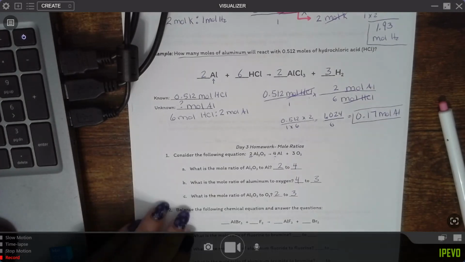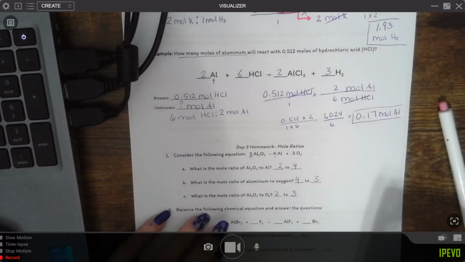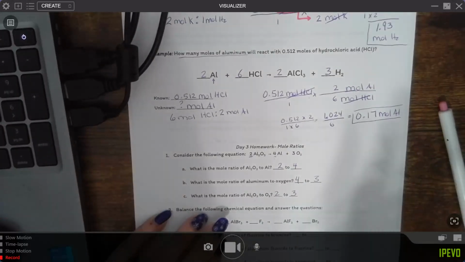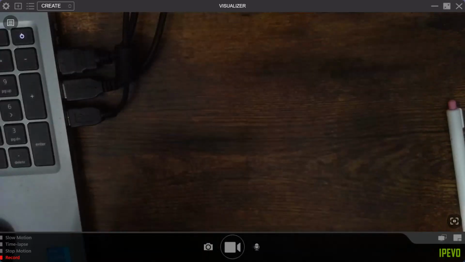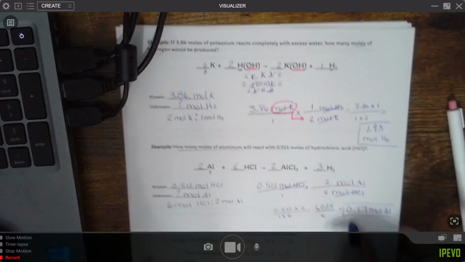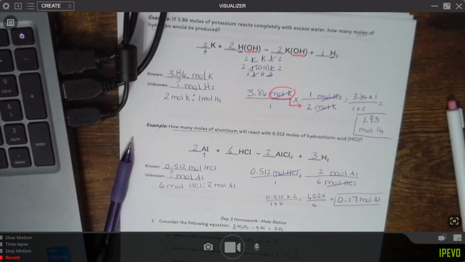We can ask you just simply, what is the mole ratio? And we can ask you, if we give you a certain number of moles, can we figure out how many moles of another substance we would need? All right, so that is a quick lesson on mole ratios.